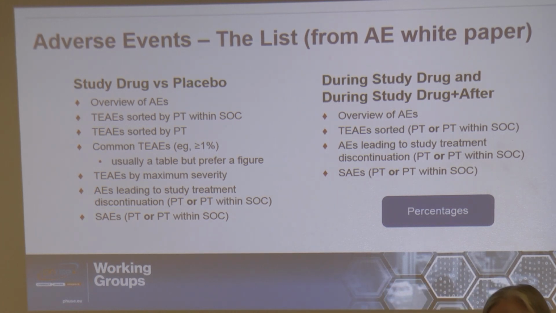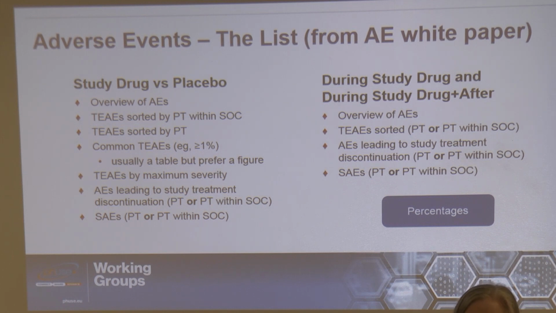So here's the list of recommended analyses from the adverse event white paper. However, the white paper doesn't really go into complex study designs or multi-period studies. So some of this is a little new from the white paper. You can't get all of this from the white paper, but the first column is directly from the white paper.